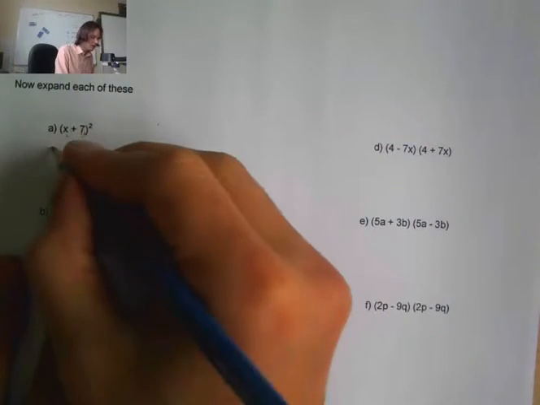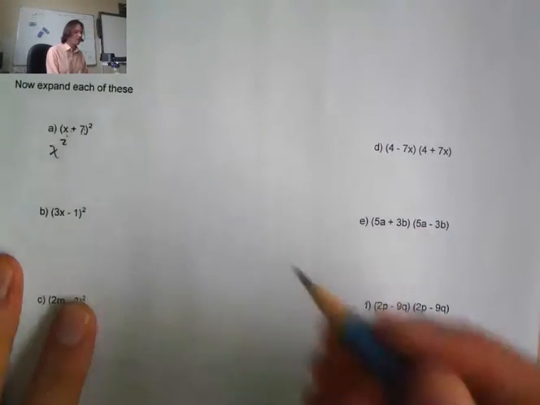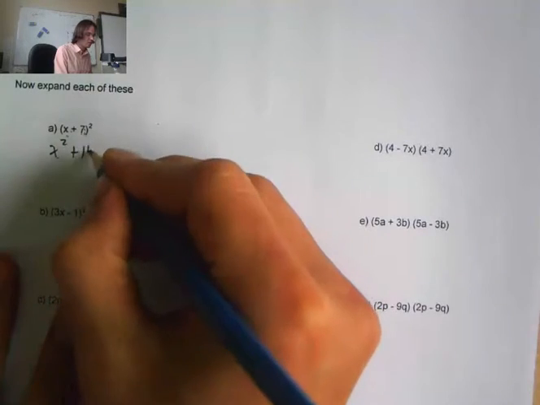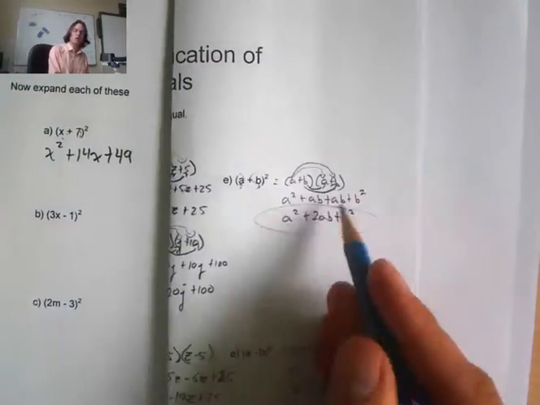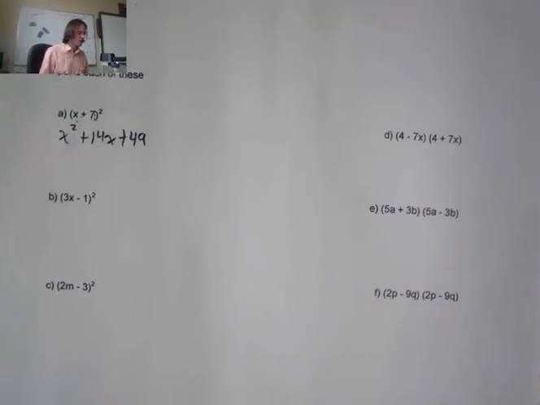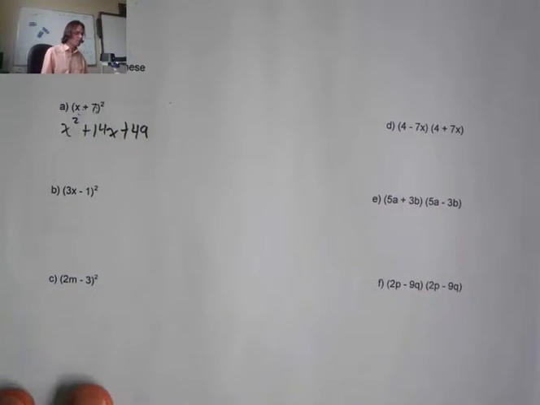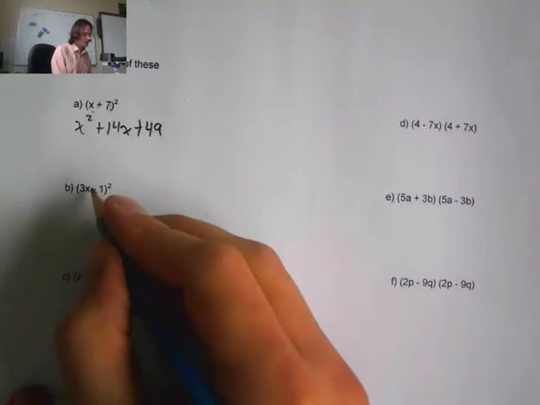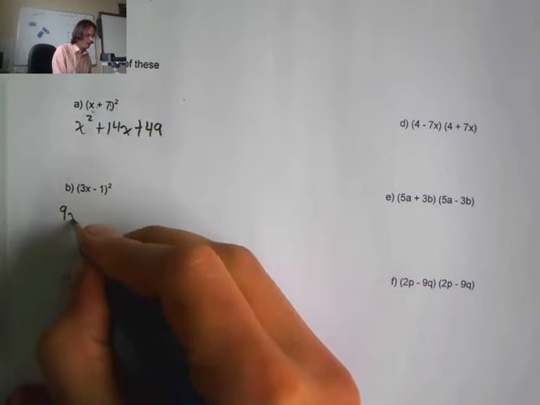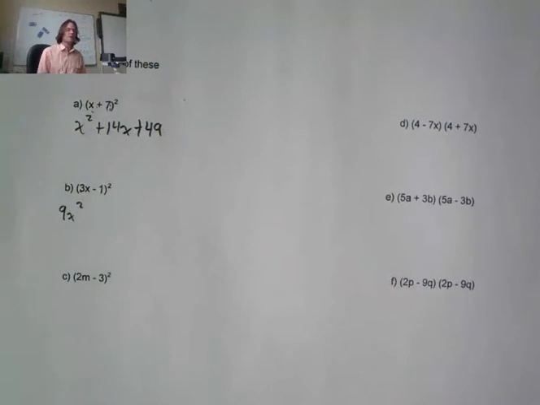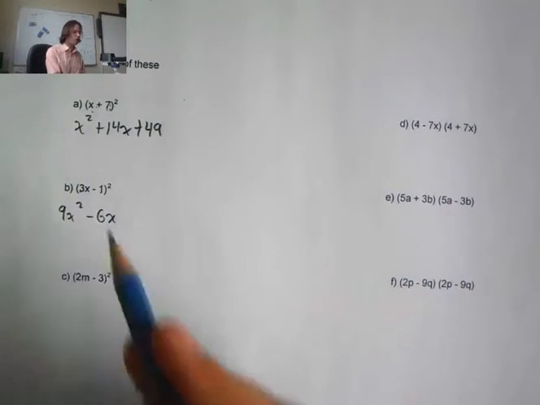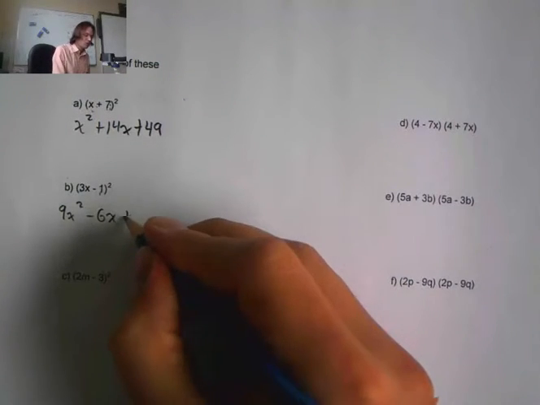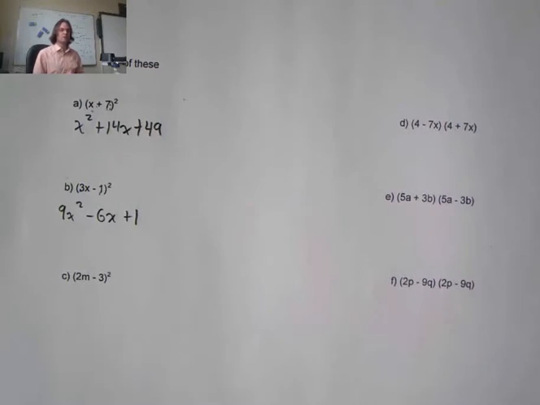So let's simplify this. I'm going to have x squared. X times 7 is 7x, times 2 is 14x, plus 14x. Then I go plus 49. That's kind of the rule we found out with this here. Okay? Let's try this one. There's a negative in there. So I first must go 3x squared, which is 9x squared. Then I go 3 times 1 is negative 3x, times 2 will give me negative 6x. And then I have to go 1 squared, which is plus 1. Okay? That's it. We kind of made our cheat there earlier.